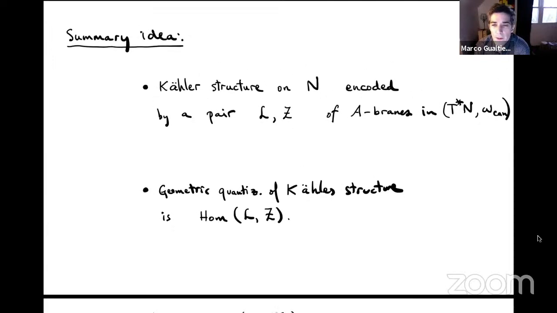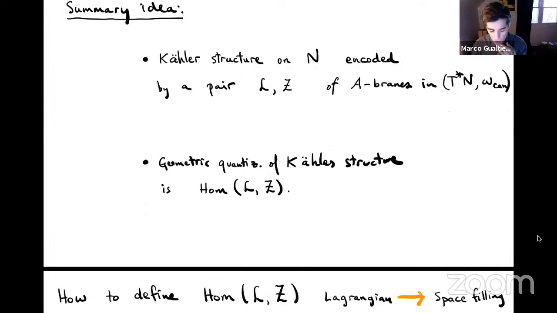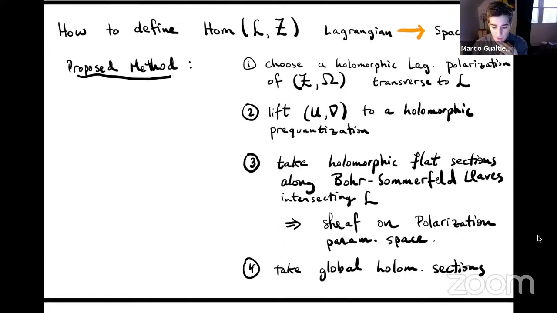Okay, now, before I stop for questions about this basic idea, I just want to point out what the major problem with this idea is. And this is the same problem that they had in their paper and that we have in our work, which is that the definition of homomorphisms in the A model between Lagrangian and space-filling branes is not well defined. All of the work in the Fukaya literature focuses only on Lagrangians, and it doesn't really explain how to compute Homs from Lagrangians to space-filling branes.